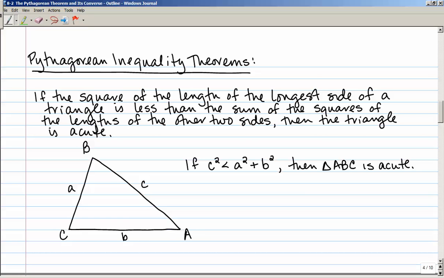Maybe one way to imagine this is, suppose I were to take side A here between B and C and kind of move it to the left and make it into a right triangle, then this side here would be the hypotenuse and C would get longer. But since C is shorter than the other two sides squared and added together, that means that angle C is going to be an acute angle.